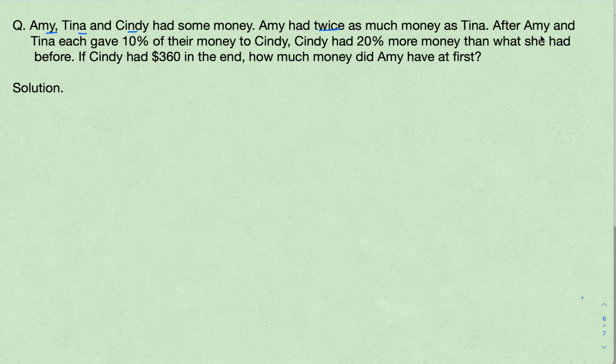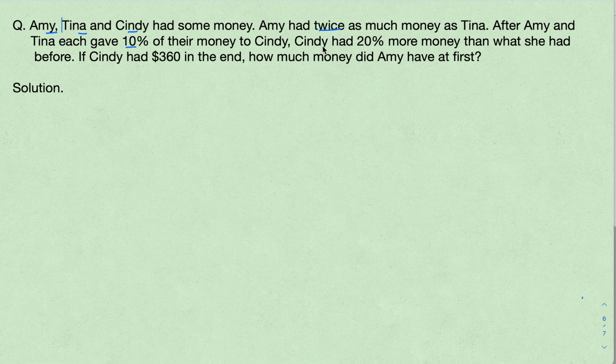And after Emmy and Tina each gave 10% of their money to Cindy, means Emmy gave 10% of her money and Tina gave 10% of her money to Cindy. See, the percentage is the same, but the amount will be different, because the amount of money Emmy and Tina are having is different, right? So although the percentage is the same, the amount given by both of them to Cindy will be different.